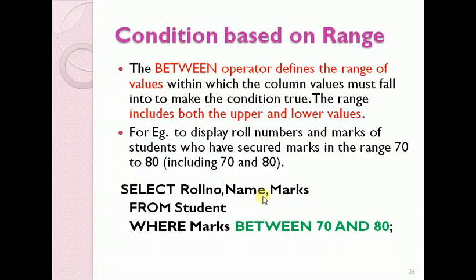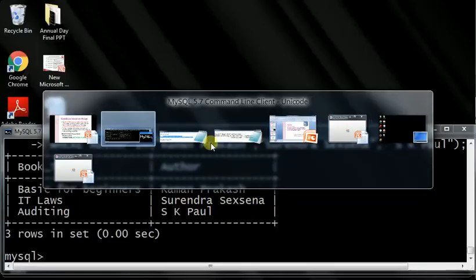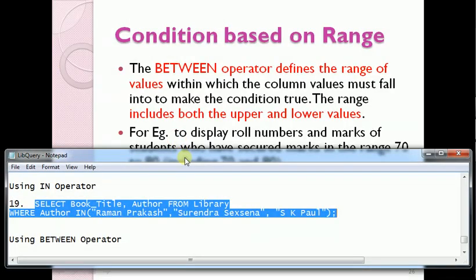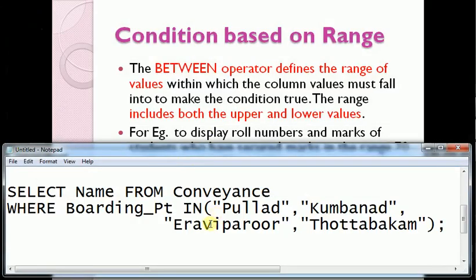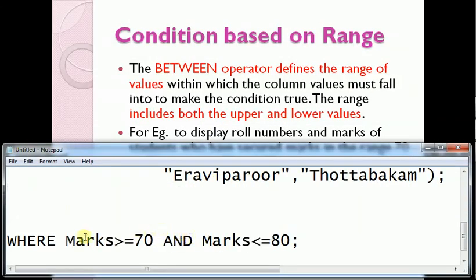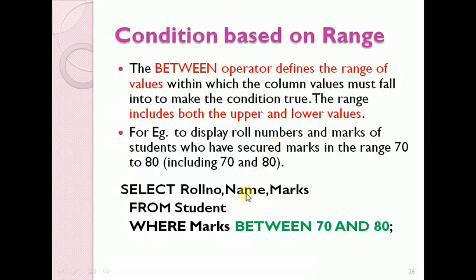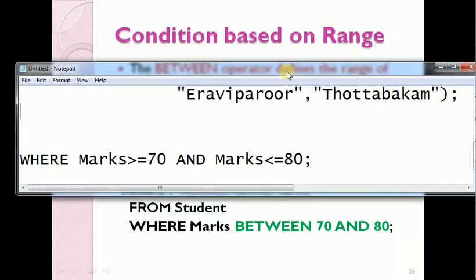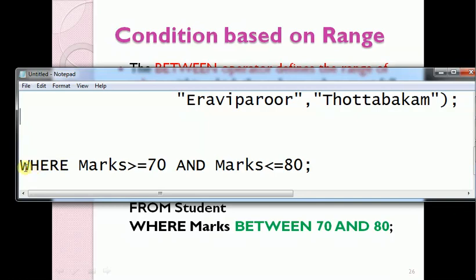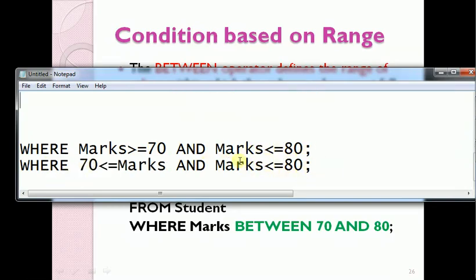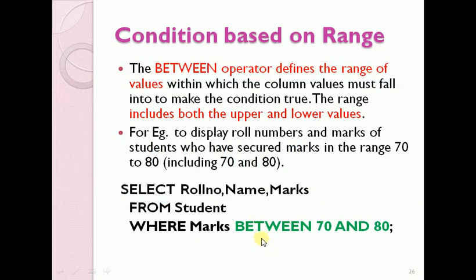Let's see this same query written using the greater than and less than symbols. If we are using that method, it is not that easy. The where clause will be like this: where marks greater than or equal to 70 and marks less than or equal to 80. Otherwise you can write it in this way also. Instead of that you can simply use between, which is much easier.